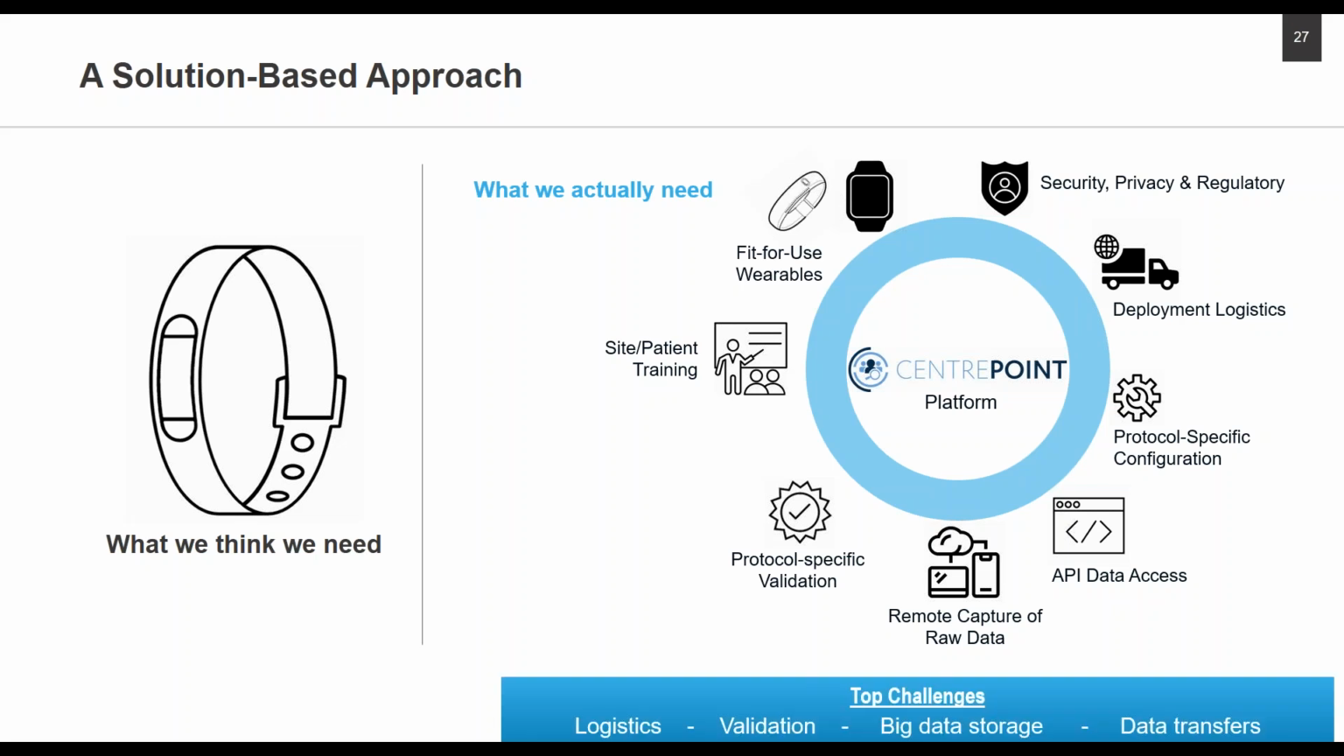But some of the main challenges that we've found are listed here across the bottom: logistics and validation, and then big data storage and data transfers. As Actigraph begins to work with Signet in this process, and we'll hear from Richard in just a moment about that, we'll find that that complex piece of actually getting this data and getting it in the proper way can be overcome with the proper integrations with your eCOA platform.